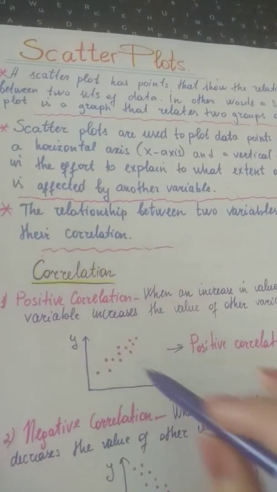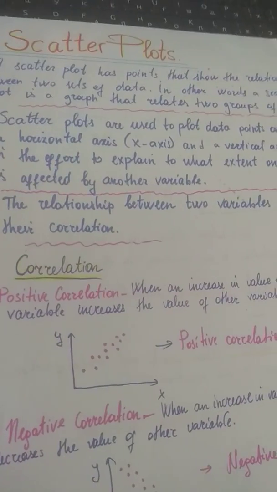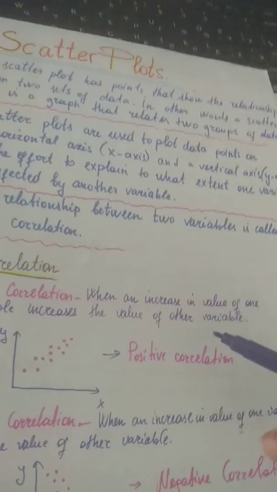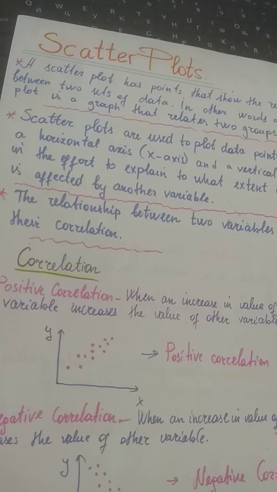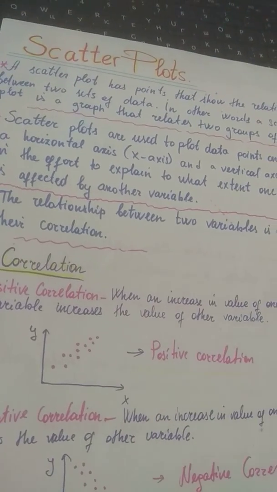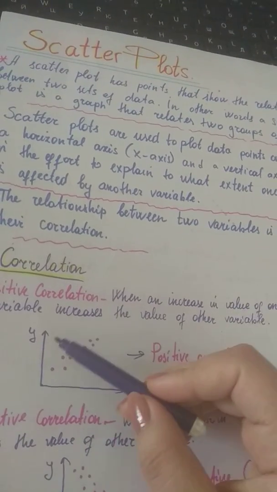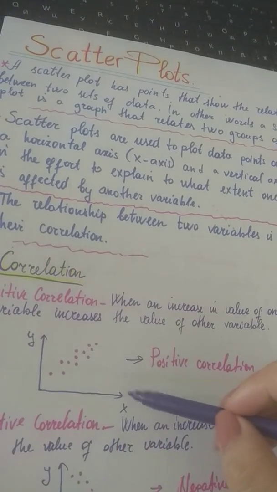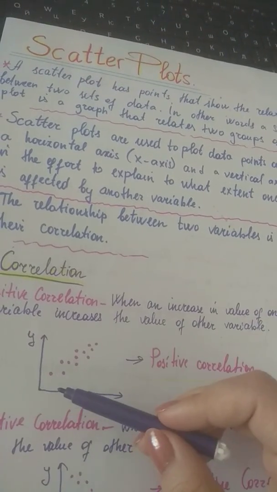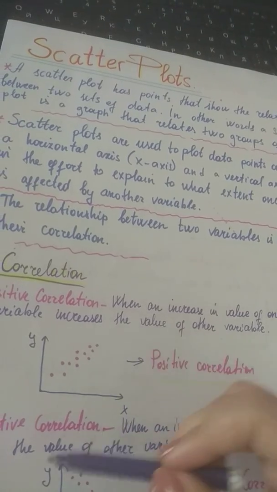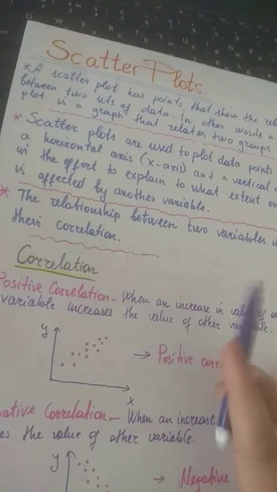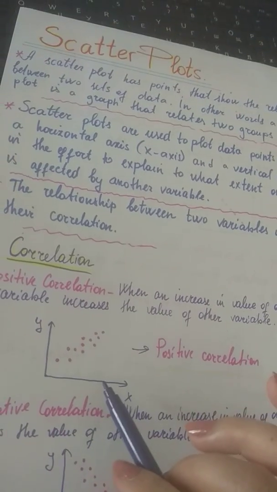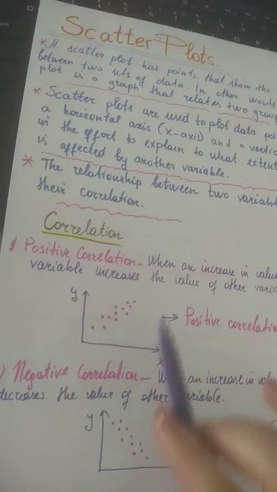First of all, positive correlation. Positive correlation means that an increase in the value of one variable increases the value of the other variable, like that. Look at here. Here the y-axis increases and the x-axis also increases. Did you see? That's why this is positive correlation. If you see this type of graph, you should know that this is positive correlation.